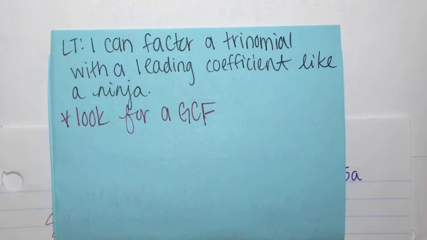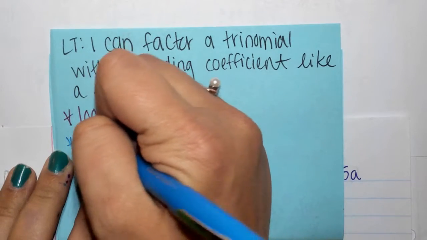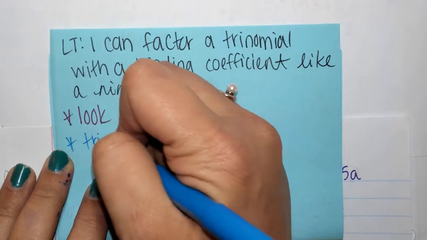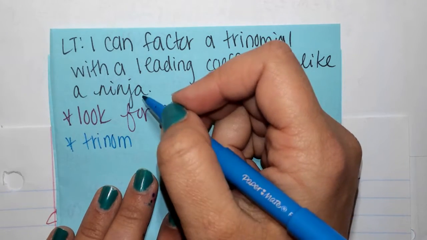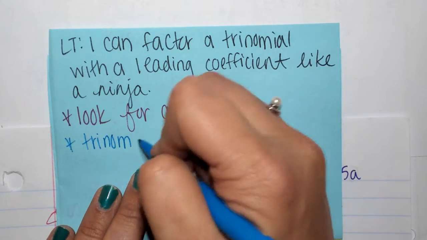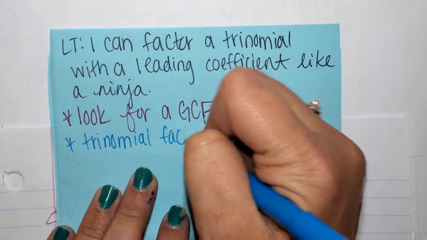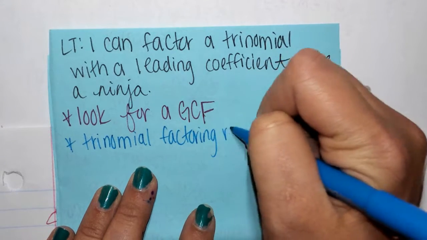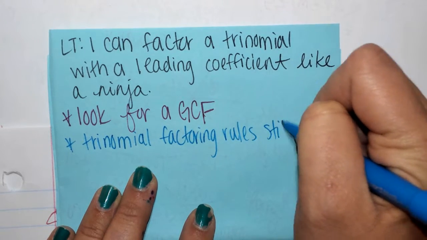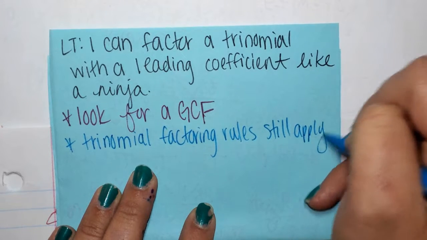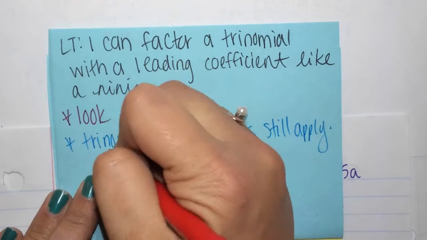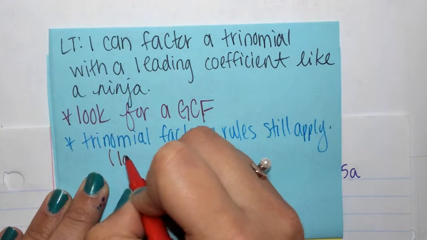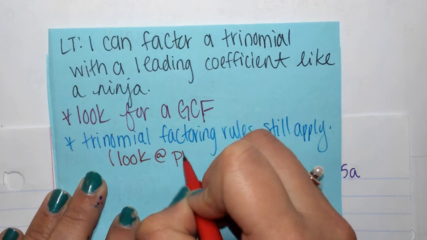Alright, now do the rules of trinomial factoring that we did before still apply? Yes. Okay. Are you sure? Okay. Trinomial factoring rules still apply. Where did we write those down at? The one before it. Okay, look at this, this is the only class that's been able to answer that. That's been my day. So look at the previous page.